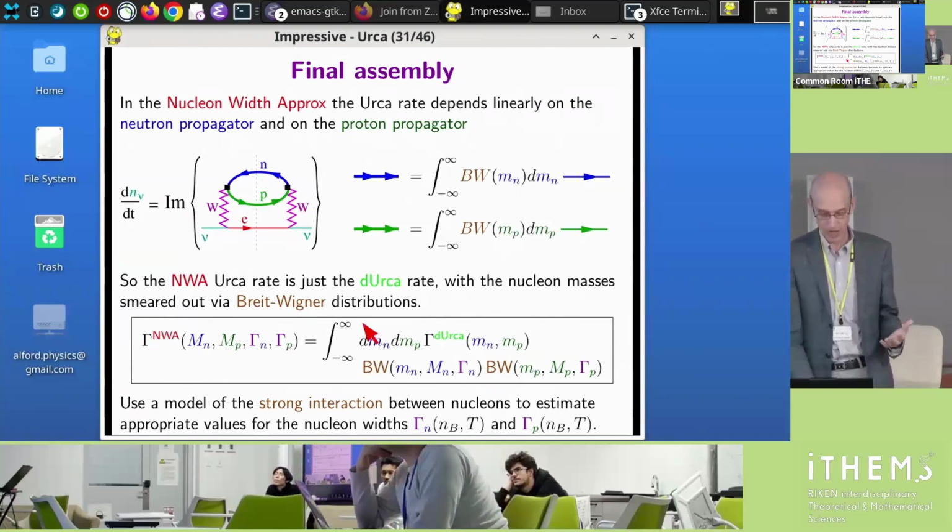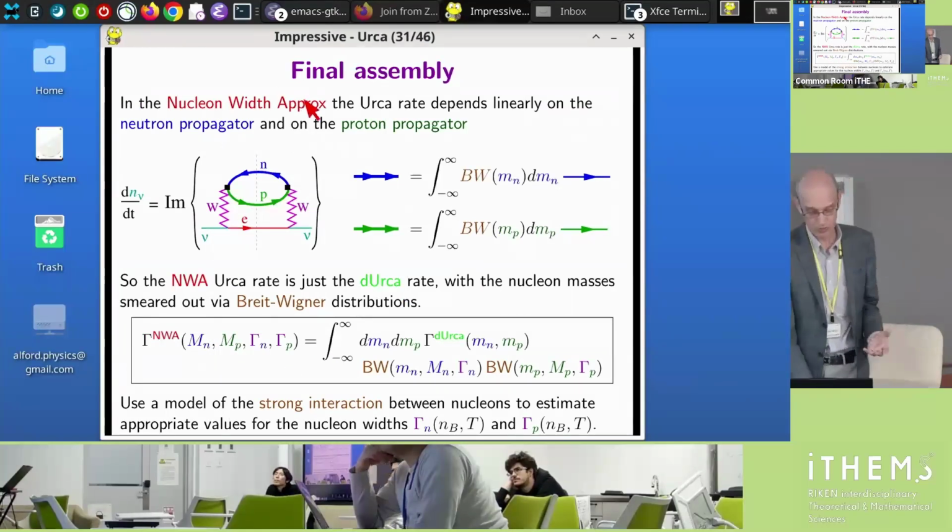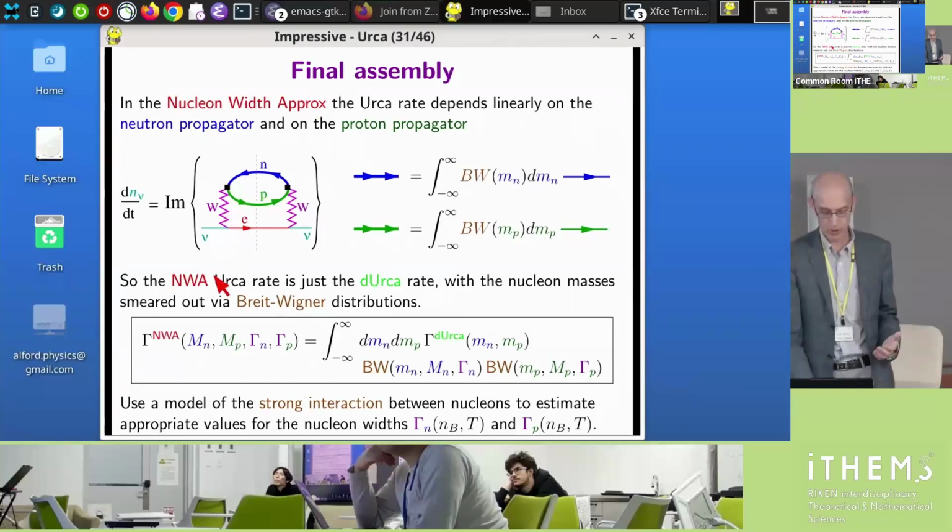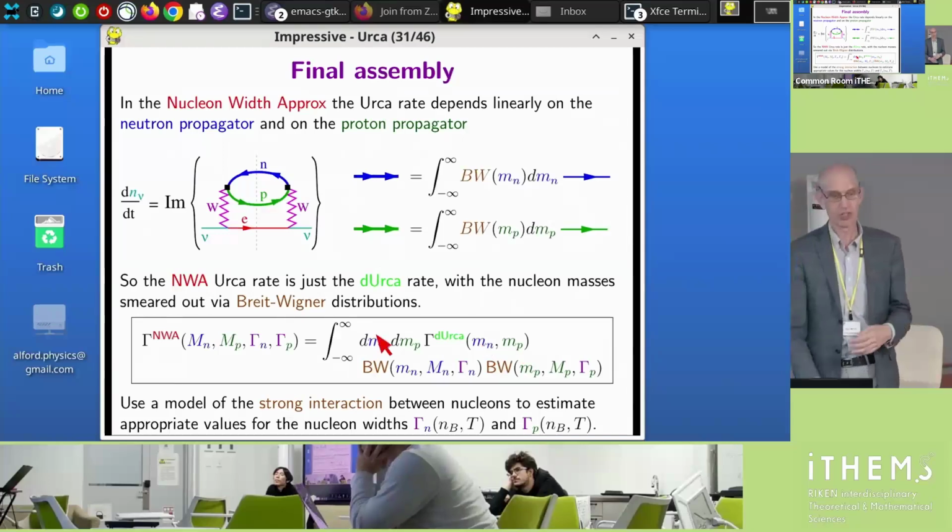And so our nucleon width approximation, which is what I'm calling this, the nucleon width approximation Urca rate, is just the original direct Urca rate, but where the mass of the neutron and the mass of the proton are now integrated over some range of values. Okay, you're just smearing them.